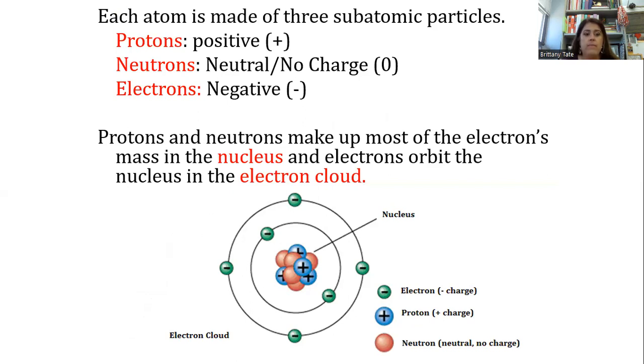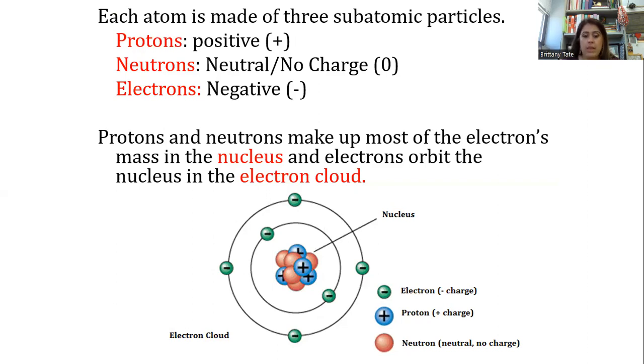Protons are positive. They have a positive charge. Neutrons, no charge, neutral. And electrons are a negative charge. So protons and neutrons are going to be found in the nucleus, and the electrons float around in the electron cloud. The differences in the amount of protons, neutrons, and electrons that we have gives us the different types of elements.